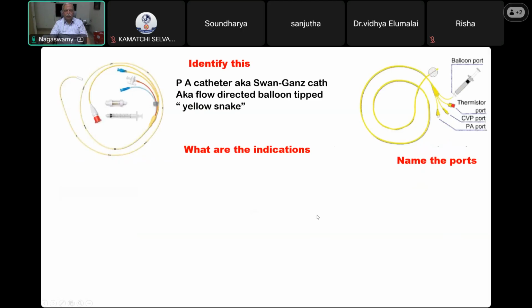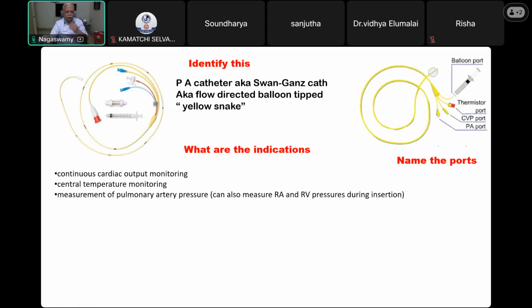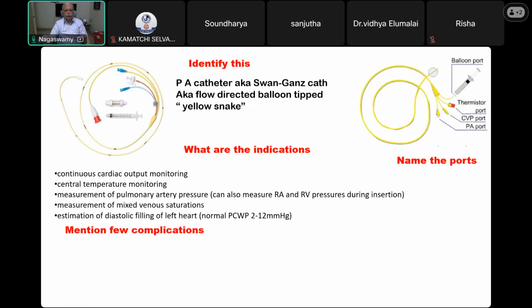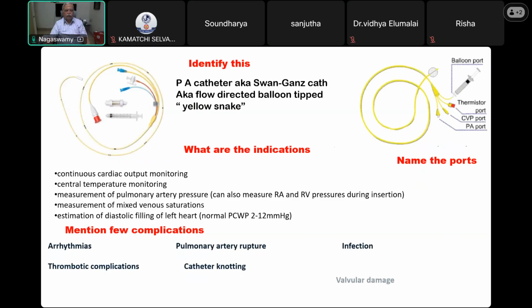What are the indications for use of this? Continuous cardiac output monitoring, central temperature monitoring, measurement of PA pressure, measurement of mixed venous oxygen saturation, and estimation of diastolic filling pressure. Mention a few complications of its use. Pulmonary artery rupture, arrhythmias, bleeding, infection, thromboembolic complication, catheter knotting, valvular damage, air embolism.